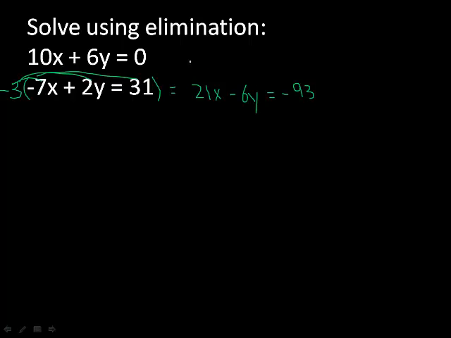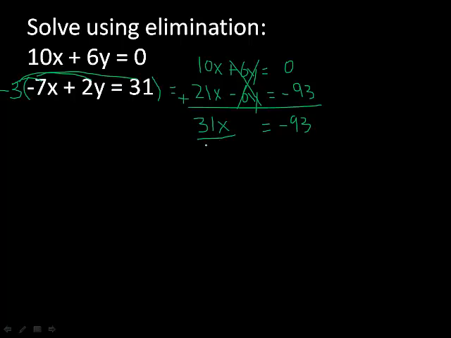Now I did not change the top equation at all, so I'm simply going to bring it over and write it on top so that my equations are still stacked up. And now I notice that I have a positive and a negative 6y, so they will cancel out immediately. So I'm going to cross them out, and then I'm going to combine the leftovers. 10x plus 21x is 31x equals 0 minus 93 is negative 93.